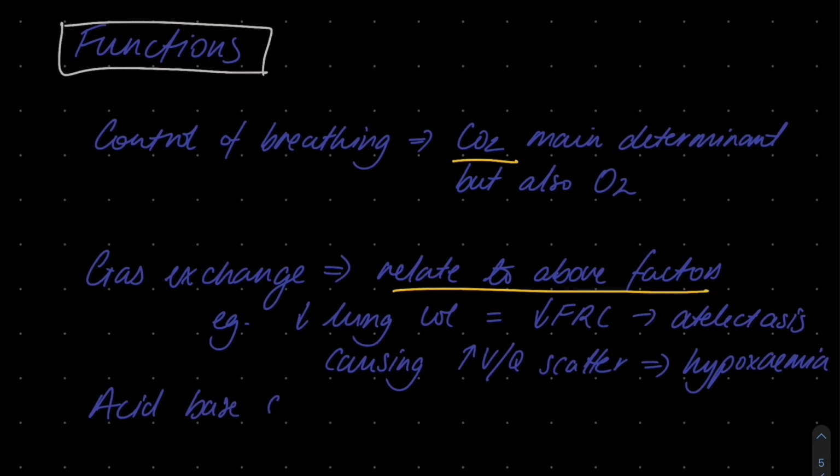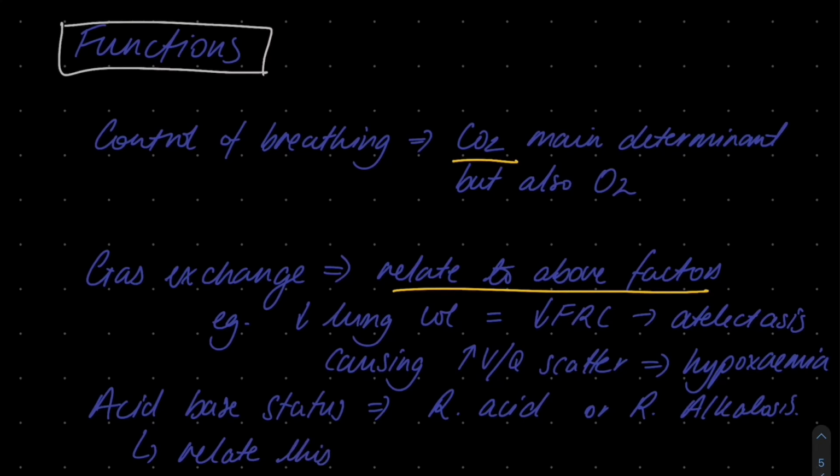Lastly, acid-base status. Ask yourself, does this particular clinical scenario result in a respiratory acidosis or a respiratory alkalosis? Then relate the observed blood gas findings to the control of ventilation.